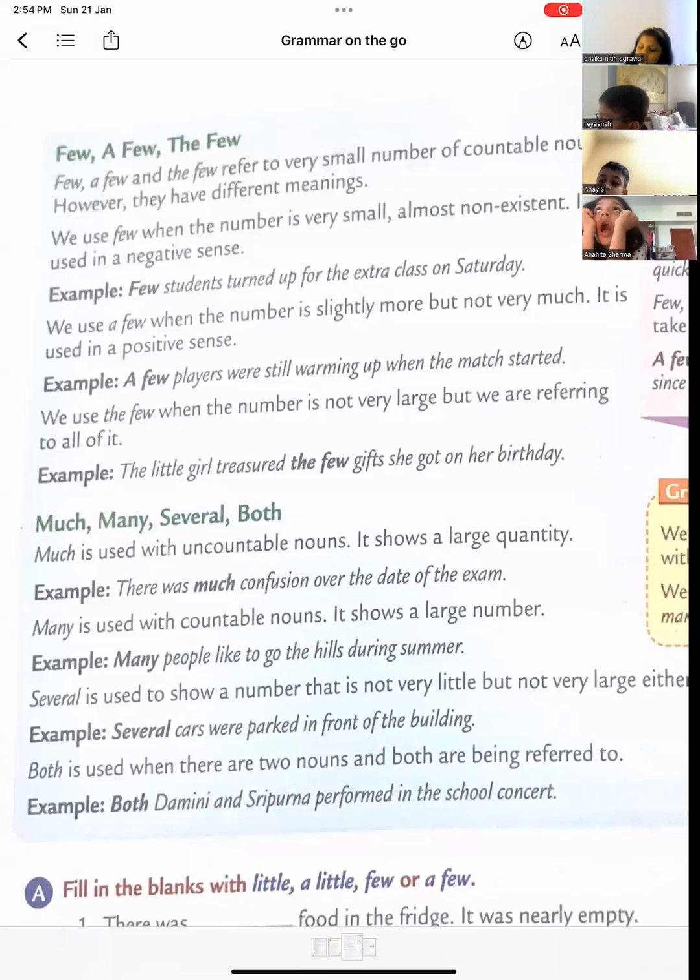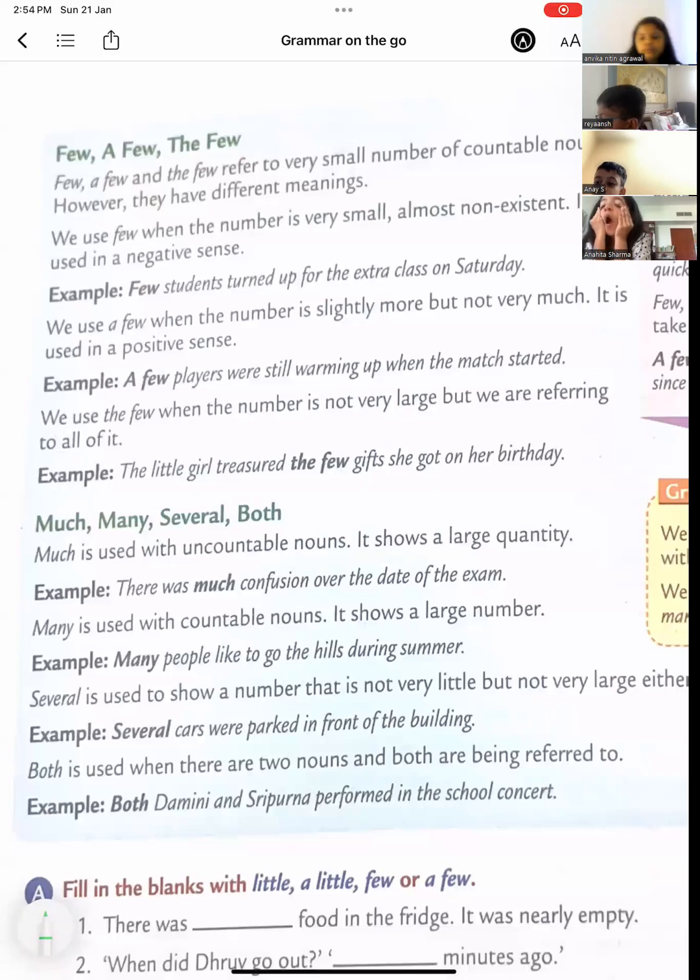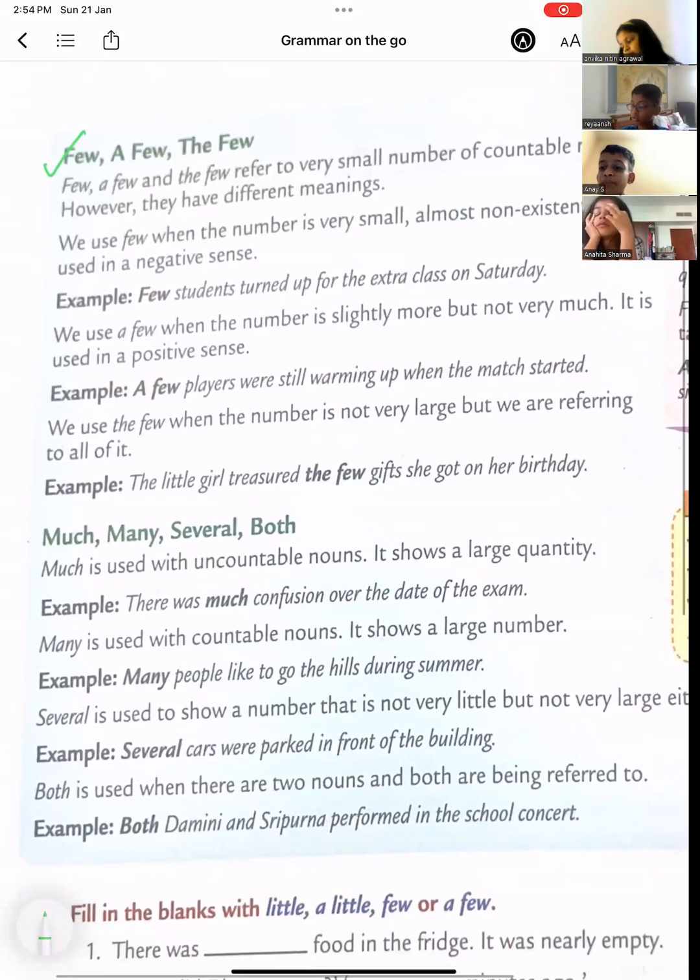Not anymore. I'm sure you kids don't make that mistake. Next, let's have a look at these words: when to use few, when to use a few, and when to use the few. Anay, do you know the difference between them? Okay, so let's learn it today.